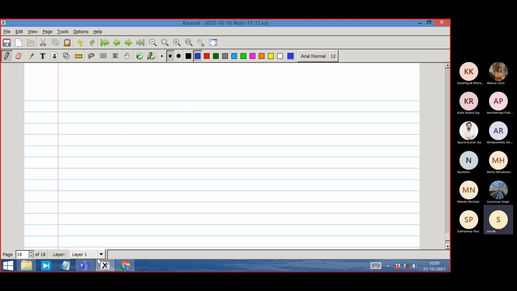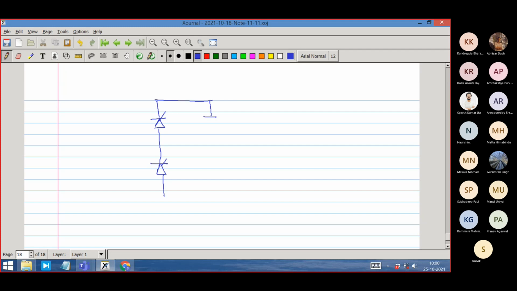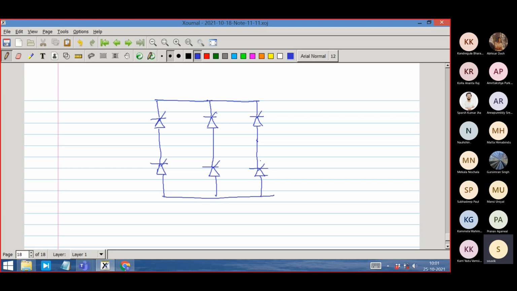Okay, good morning. So we are talking about three-phase AC to DC thyristor based converters, and so let's continue the discussion about that. Let us take this circuit. This is the converter circuit. Three-phase converter has 6 thyristors. Three-phase full bridge converter, and this is the supply system.